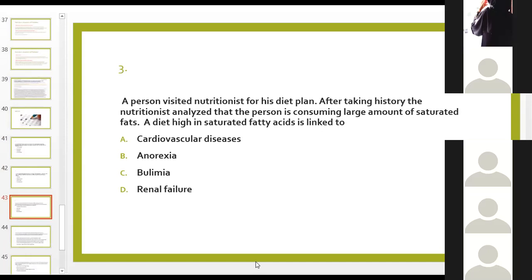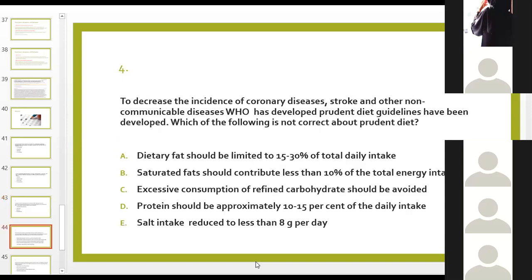A person visited a nutritionist for his diet plan. After taking history, the nutritionist analyzed that the person is consuming a large amount of saturated fats. A diet high in saturated fatty acids is linked to cardiovascular disease. Yes, a diet high in saturated fatty acids, particularly trans fatty acids, has an even higher incidence of cardiovascular diseases.